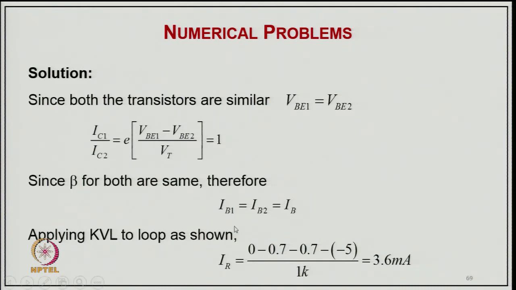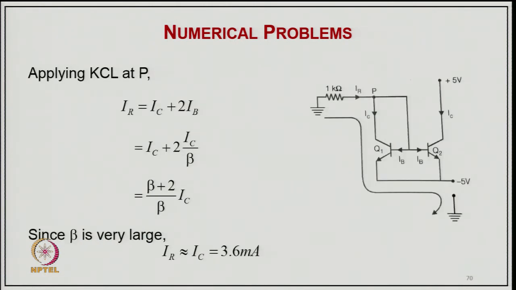So, we can say IB1 equal to IB2 equal to IB, and applying Kirchhoff's law we can say IR equal to 5 minus 0.7 minus 0.7 minus (minus 5) divided by 1 K. So, it is 3.6 milliampere. Applying Kirchhoff's law at point P here, we can say IR equal to IC plus 2 IB, the total current. So, IC plus 2 IC upon beta, that is IB, and this is IC times beta plus 2 by beta, that is IR, and beta is very large. So, we can say IR equal to IC equal to 3.6 milliampere.